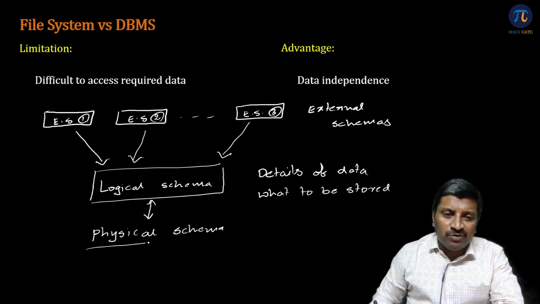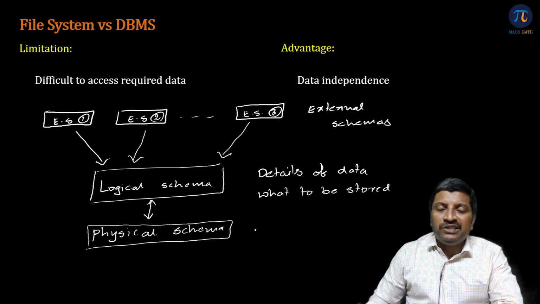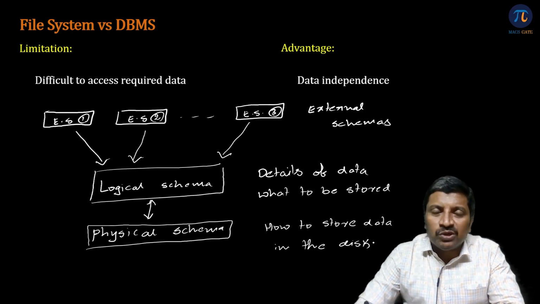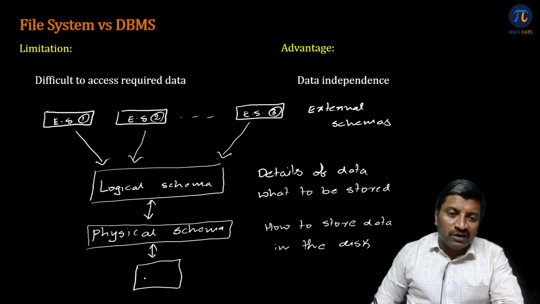Which is the physical schema or physical level. What is the responsibility of the physical schema? It decides how to store the data in the hard disk. How to store, in the sense, what data structure we need to use to store the data to provide efficient access. So it is mainly responsible for how to store the data in the hard disk.